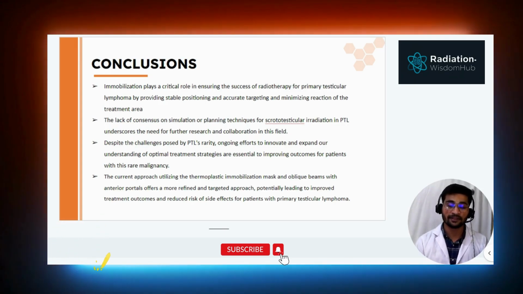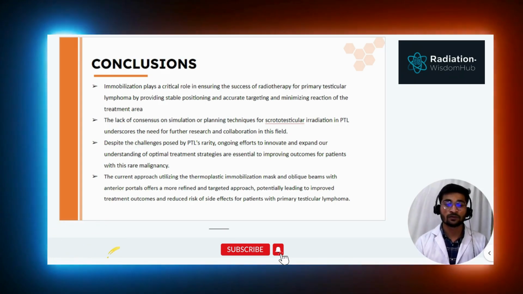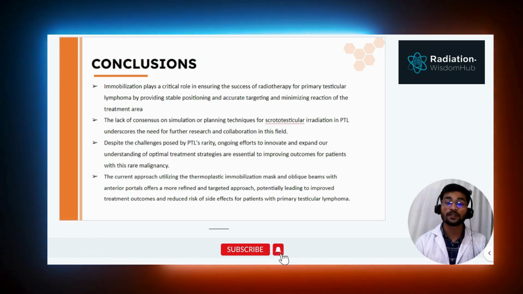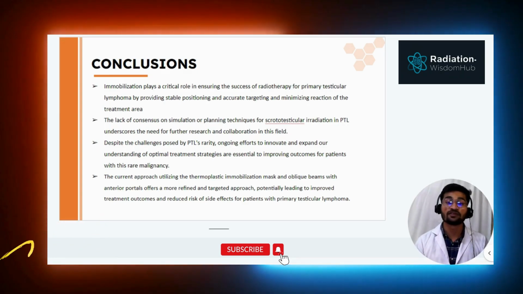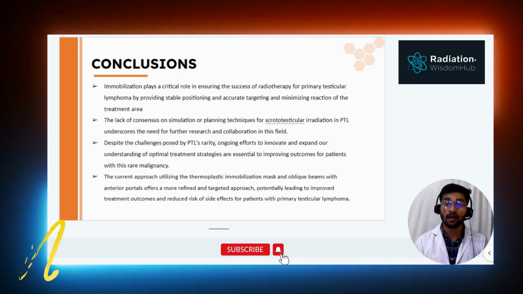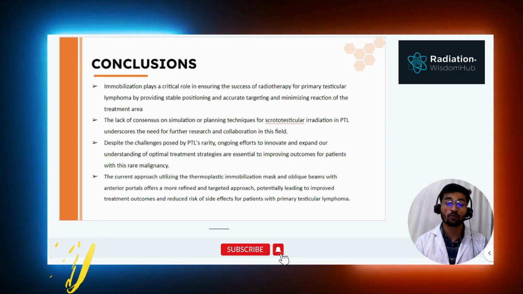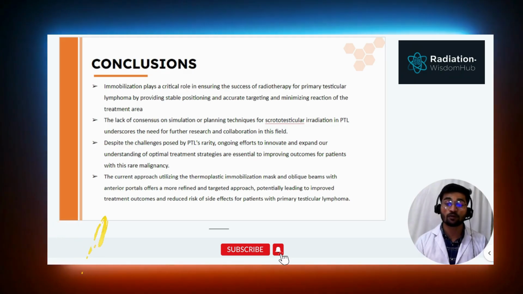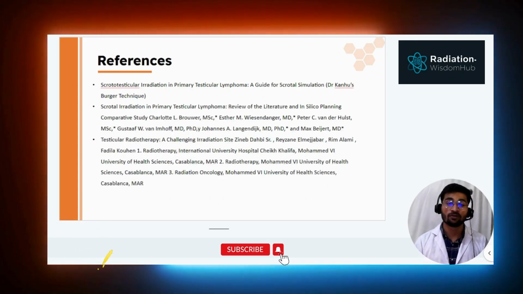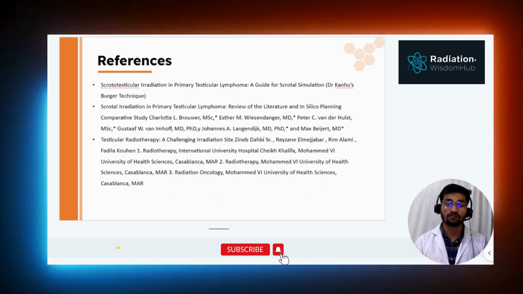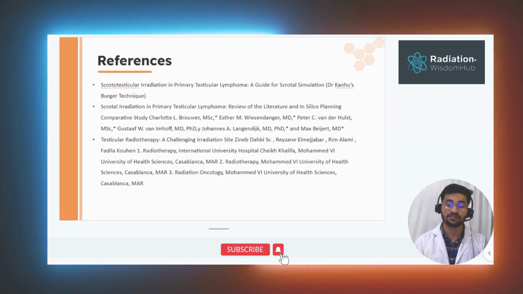With the malignancy, this current approach, utilizing the thermoplastic immobilization mask and oblique beams with anterior portals, offers a more refined and targeted approach, potentially leading to improved treatment outcome and reduced risk of side effects for the patient with primary testicular lymphoma. So we can see here some of the references which we have taken for this study.